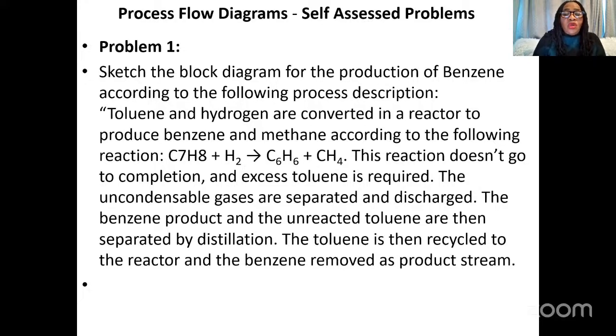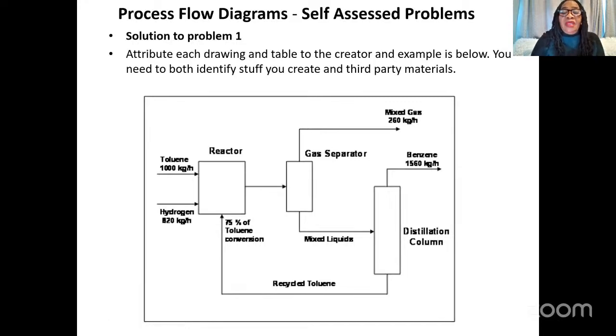The reaction doesn't go to completion. Of course, that means you have some excess toluene, like we saw in the other one that went into the product. And the uncondensable gases are separated and discharged. The benzene product and the unreacted toluene are then separated by distillation. The toluene is then recycled to the reactor and the benzene removed as product. So what you can be asked is to sketch this PFD. So this is how that particular description will look like in a sketch of the PFD.